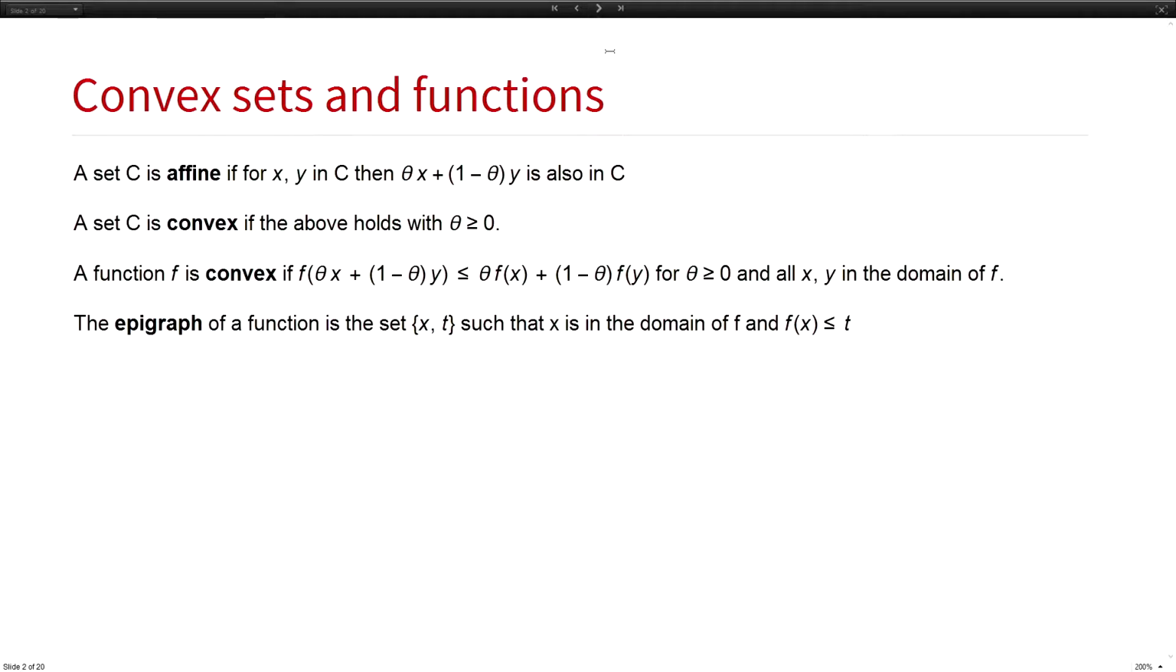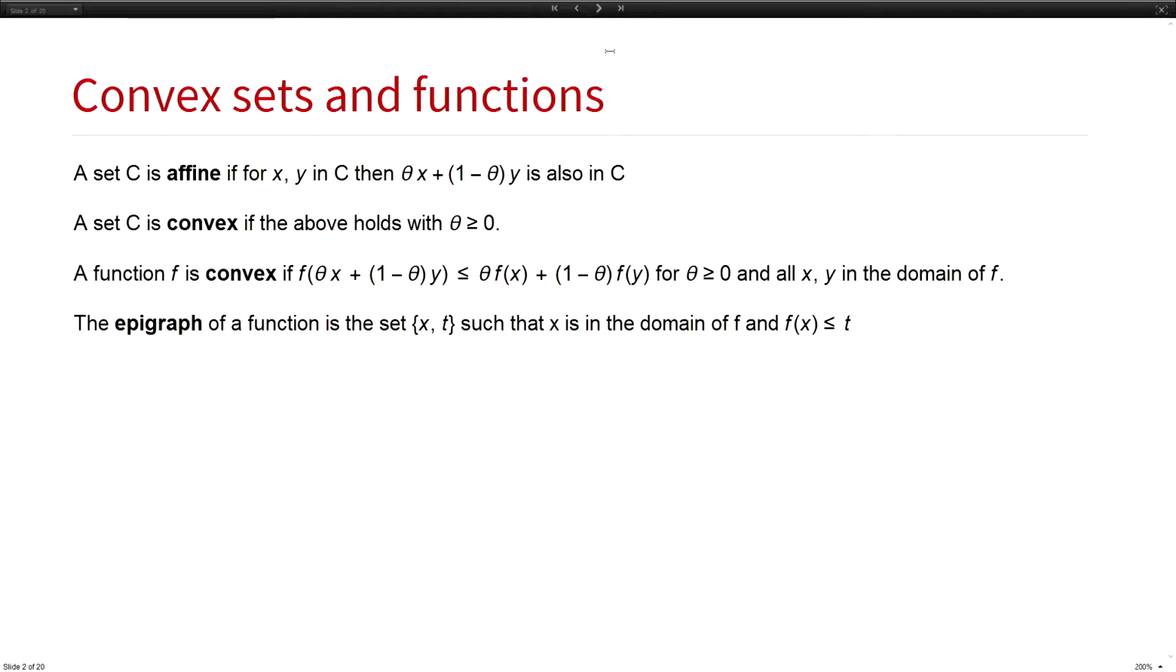A set is affine if you can take any two elements in a combination, theta x plus 1 minus theta y, and that combination is also in the set. A set is convex if it's affine with theta between 0 and 1. A function is convex if f of theta x plus 1 minus theta y is less than or equal to theta f of x plus 1 minus theta f of y.